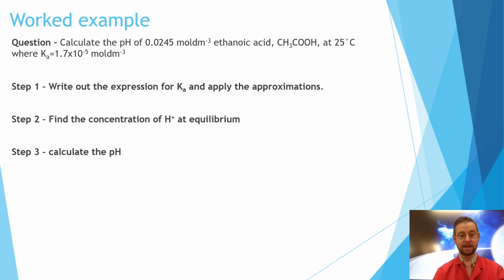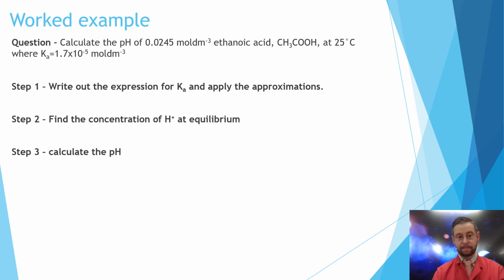So here is a worked example. Calculate the pH of 0.0245 moles per decimeter cubed ethanoic acid, CH3COOH, at 25 degrees C, where Ka is equal to 1.7 times 10 to the minus 5 moles per decimeter cubed. So we have calculate the pH. So the first number there, 0.0245, that is the concentration of the acid to start with, HA. And also, we've got the acid dissociation constant, and it wants us to find out the remaining thing, which is the pH.